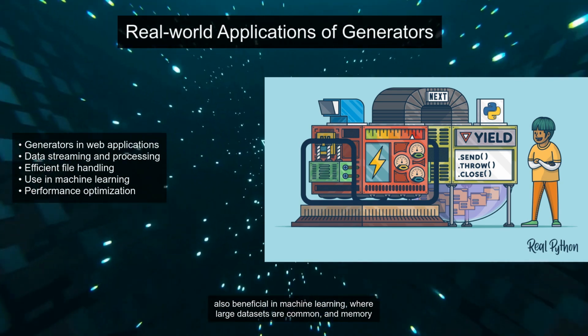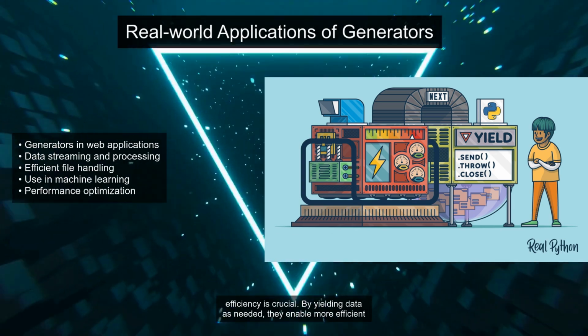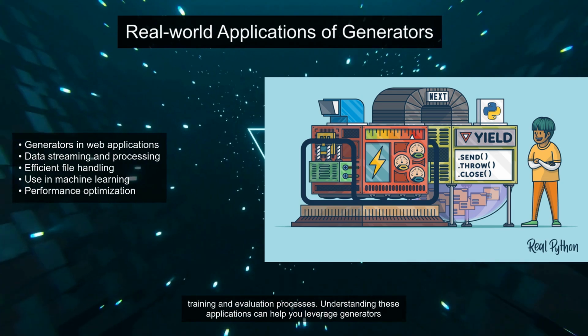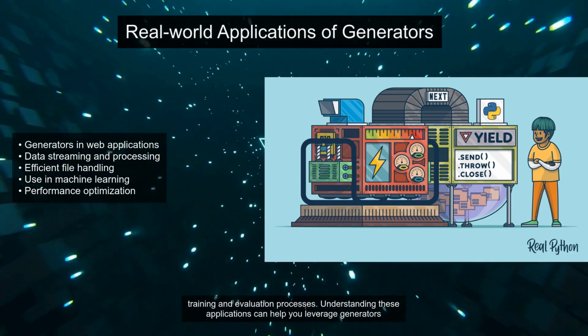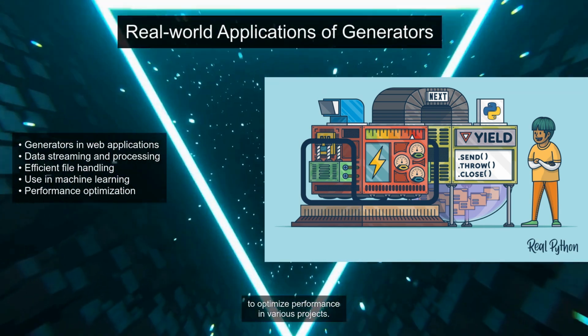Generators are also beneficial in machine learning, where large datasets are common and memory efficiency is crucial. By yielding data as needed, they enable more efficient training and evaluation processes. Understanding these applications can help you leverage generators to optimize performance in various projects.